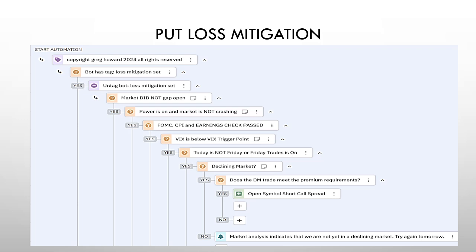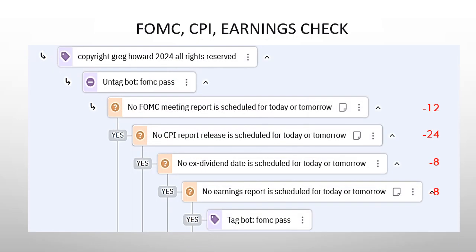If we determine we are not in a declining market, the automation does not launch a new trade and notifies you. This automation checks 4 different reporting scenarios and suspends trading around these events.